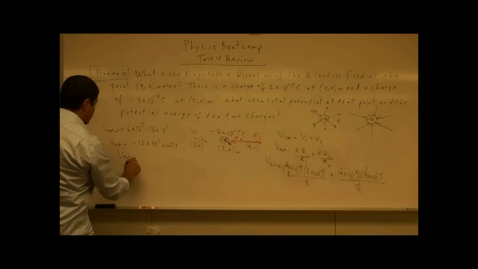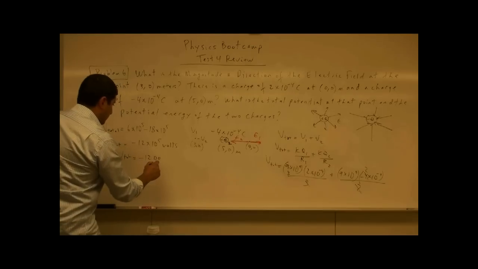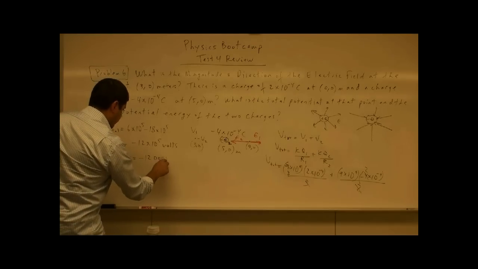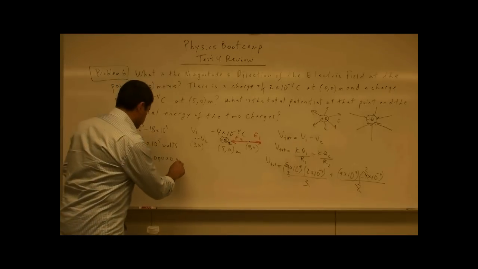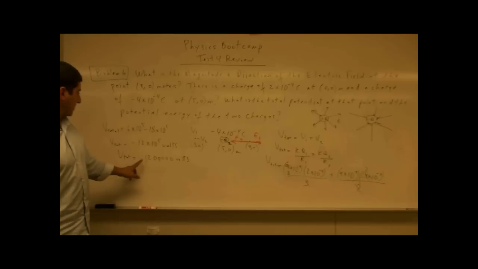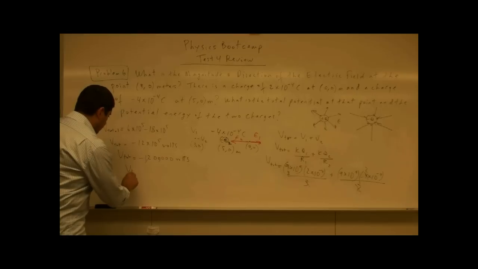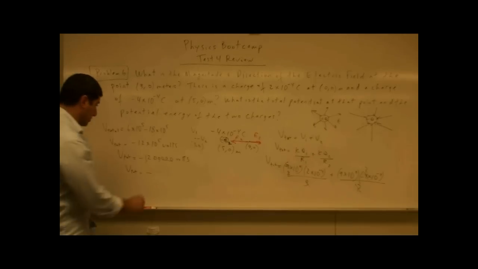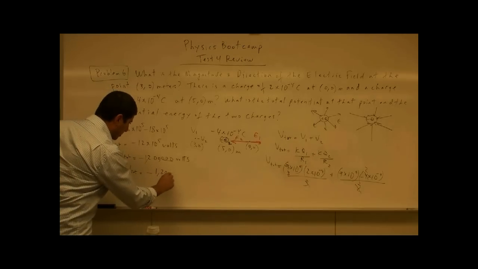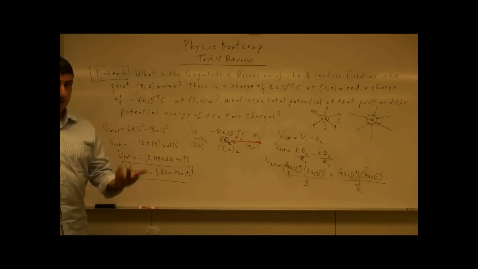So the total potential is going to be negative 1,200,000 volts. That's a lot of voltage. Or the other way you can say it is negative, and this 3 zeros is a kilovolt, negative 1,200 kilovolts. That's going to be 1,200 kilovolts potential.